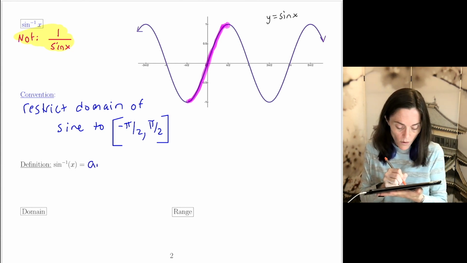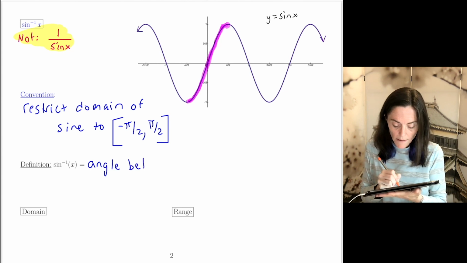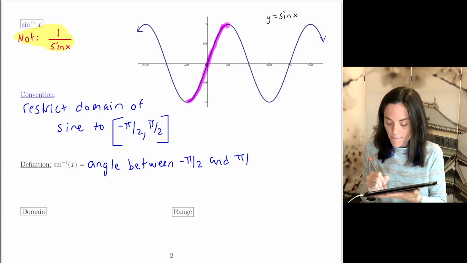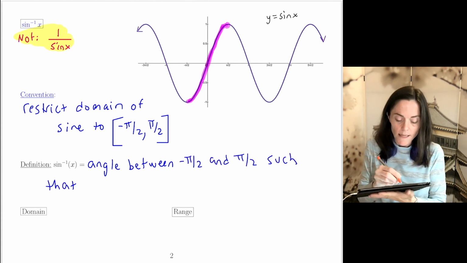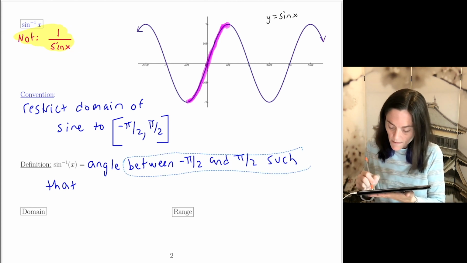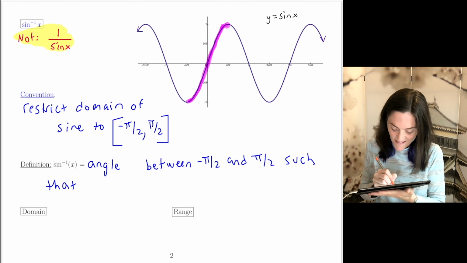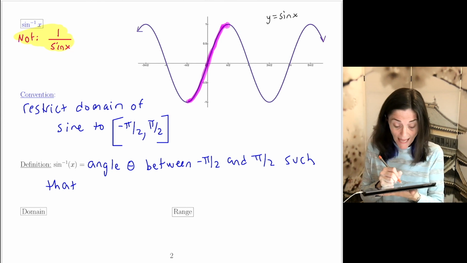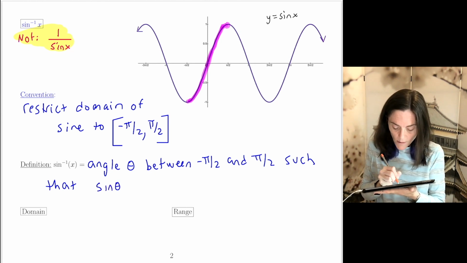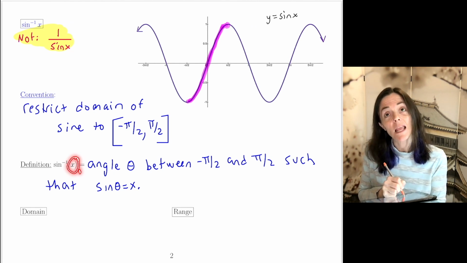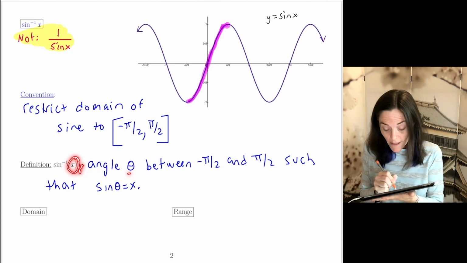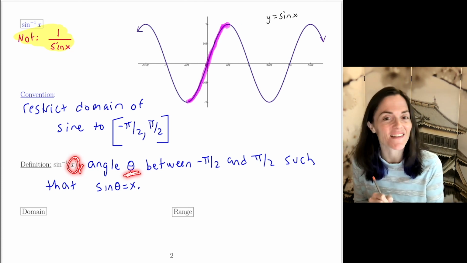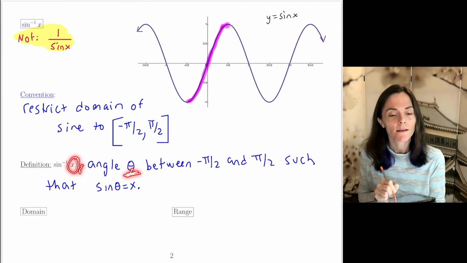It is the angle theta between minus pi over 2 and pi over 2, such that the sine of theta equals x. You see, we are feeding in a value of the sine. We are returning back an angle. This is how these inverse trig functions work.